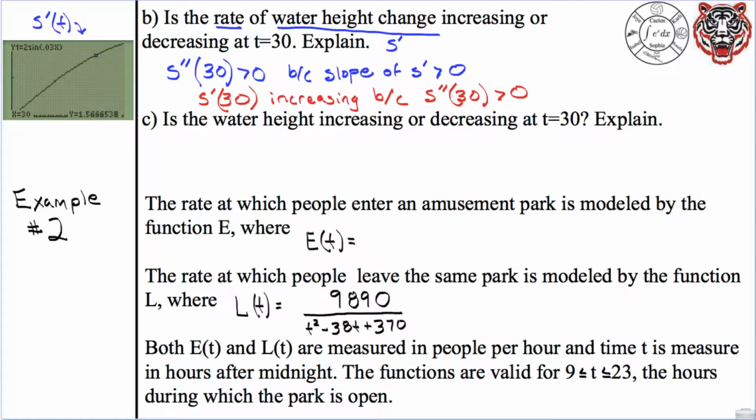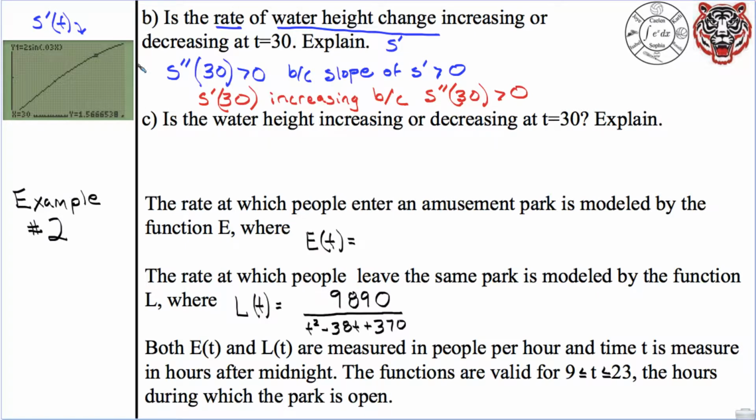So then part C, we need to write that as well. So is the water height, and you can do H2O, I guess, is faster than writing water, height increasing, so you can do INC instead of increasing, and decreasing is DEC. So what is the height doing at time equals 30? It's also increasing. Why? Because it's still positive.